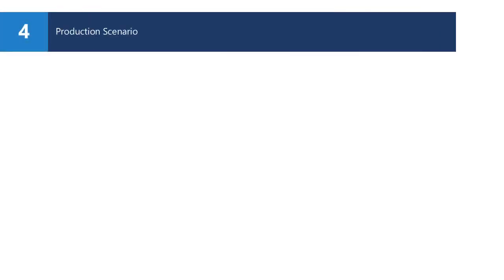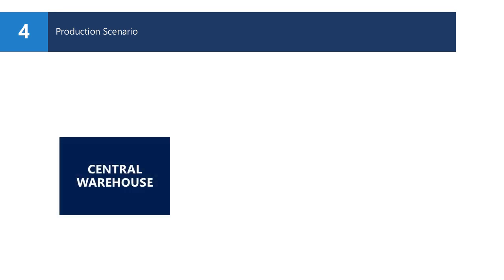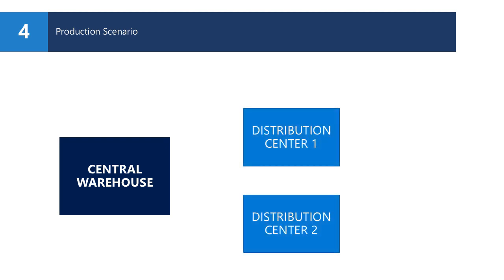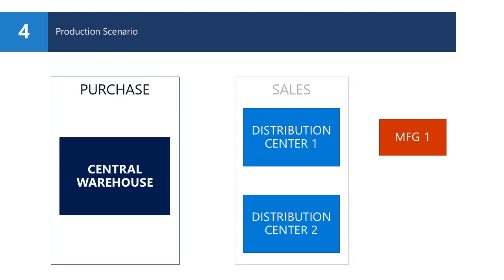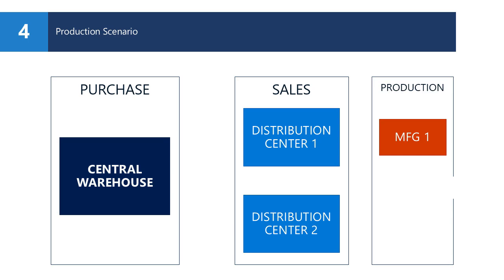Now I want to introduce you to a more complex example. Imagine the same situation as in the previous scenario, with one central warehouse location and more distribution centers, but with one more location, a manufacturing location. As in the previous scenario, we use this central location for all our company purchasing. But we will use our distribution centers for sales and for supply of our production locations.